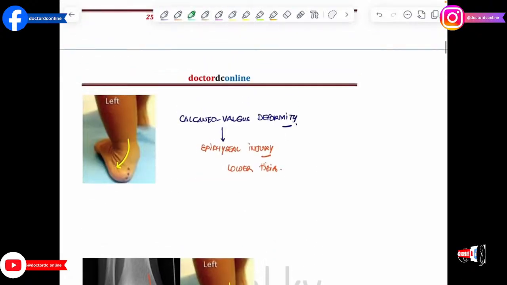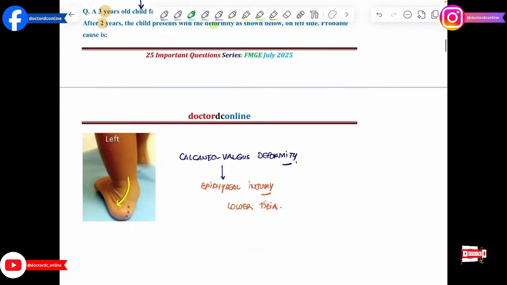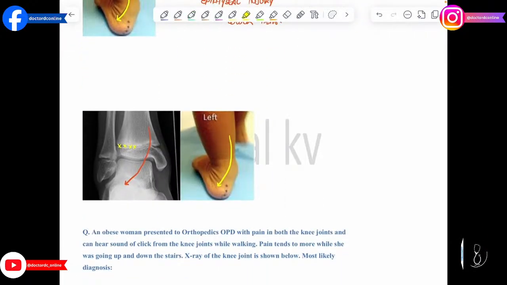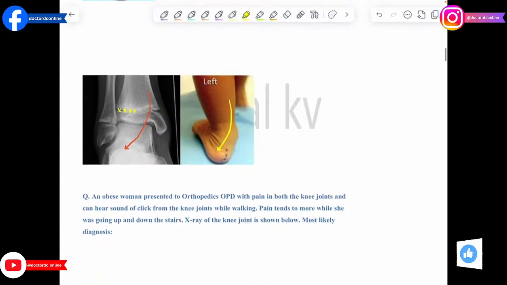So this is how there is a possibility that kids may present with some deformity later on, and initial x-rays might be normal because epiphyseal injuries are not that easily diagnosed on x-rays.